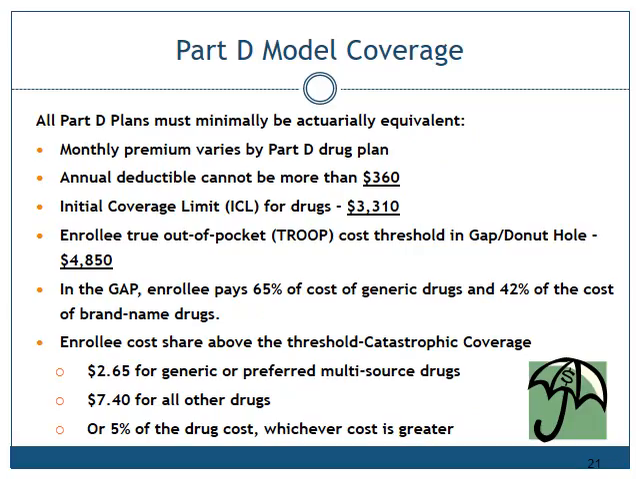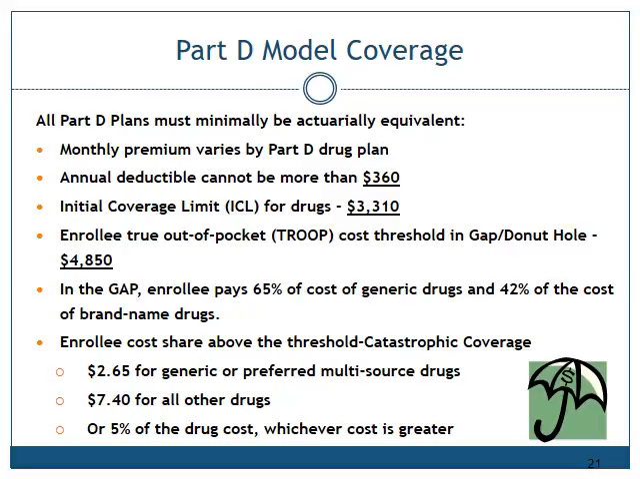Part D model coverage. All Part D plans must minimally be actuarially equivalent. Monthly premiums vary by Part D drug plan. Annual deductible cannot be more than $360. Initial coverage limit, ICL, for drugs is $3,310. Enrollee true out-of-pocket troop cost threshold in the gap or donut hole is $4,850. In the gap, enrollee pays 65% of the cost of generic drugs and 42% of the cost of brand name drugs.